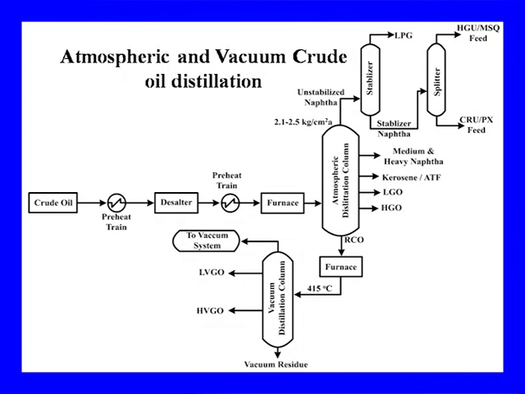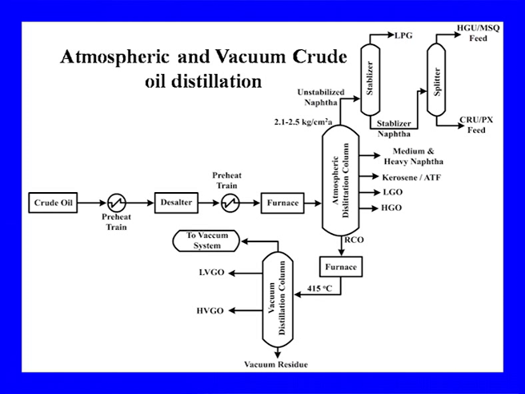This is the flow diagram of how the crude oil goes to the preheat train, desalter, again preheating, and then to the furnace. After the furnace, it goes to the atmospheric distillation column. From the atmospheric distillation column, you get the unstable naphtha, then the stabilizer, and from the stabilizer the gases are separated and you get the light naphtha.